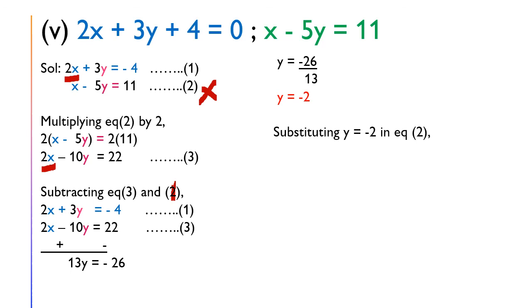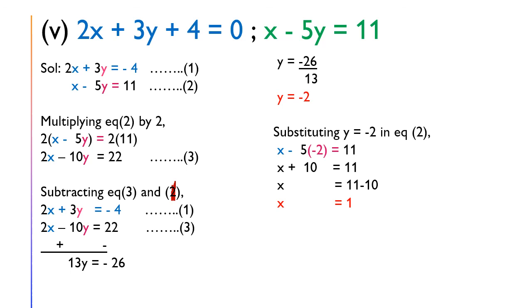Substituting the value of y. So we'll be substituting this in any one of the equations, of our choice. You can substitute in equation 1 or 2 or 3. So wherever you wish, you can substitute it. So I guess equation 2 is easy to substitute. So we substitute there, and instead of y we have written minus 2. So x minus into minus will become plus. So x plus 5 twos will become 10. So this will give us 11 minus 10, which will be 1.